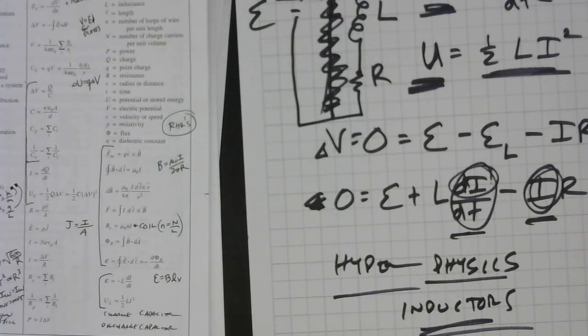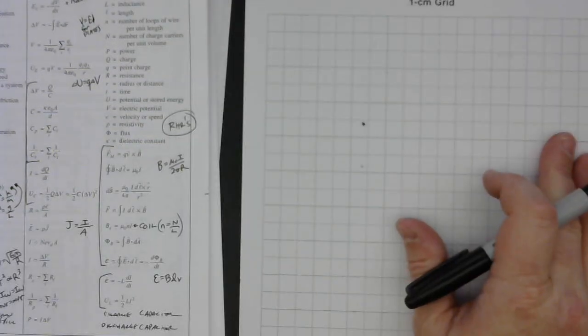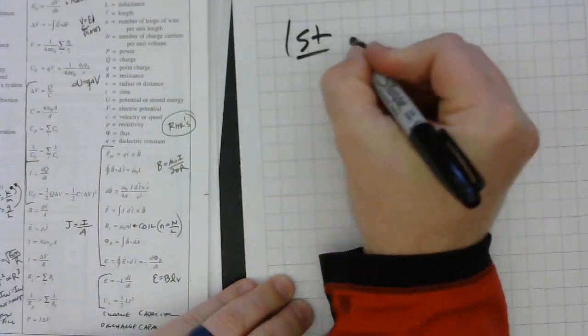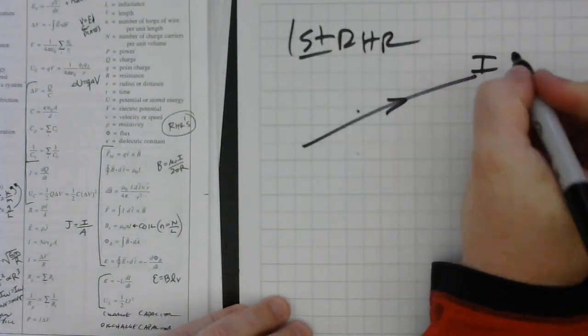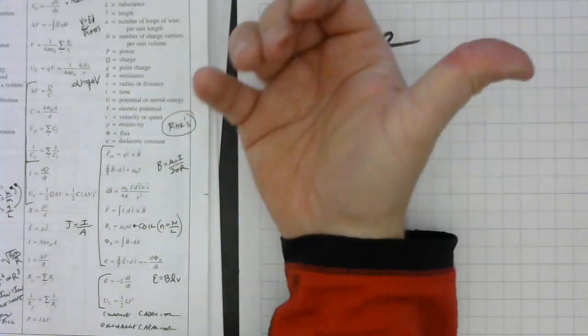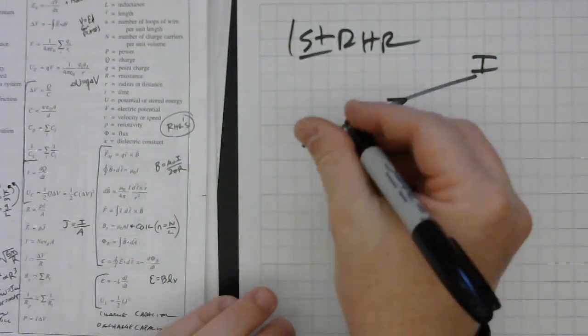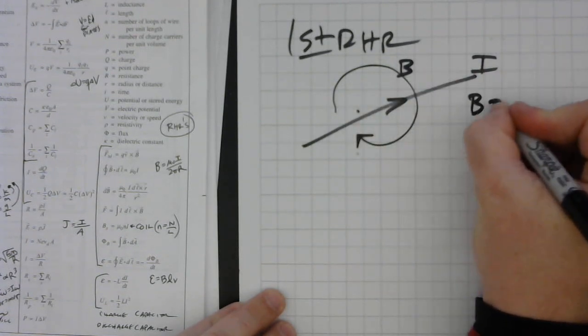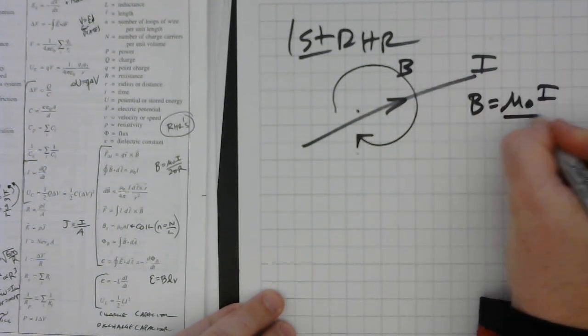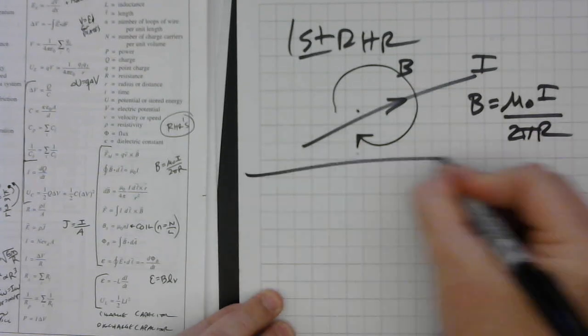That is the biggies. I'm trying to think what else is there. That's the biggies. Guys, right-hand rules. Let's do this. First right-hand rule is I have a wire with a current in it, and it produces, take your right hand, your thumb goes here, and it produces a magnetic field. And the magnetic field is going to be μI over 2πr. Okay, that's my first right-hand rule.